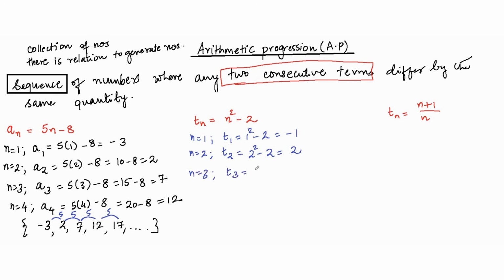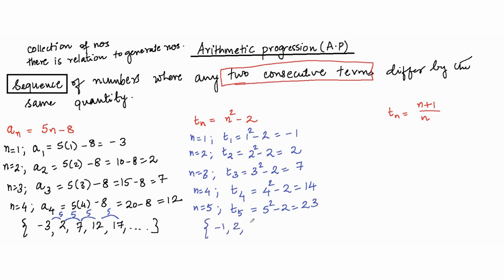T3 is going to be 3 square minus 2. That's 9 minus 2, which is 7. If I take n equal to 4, then T4 is going to be 4 square minus 2. 16 minus 2 is 14. If I take n equals 5, T5 is going to be 5 square minus 2. That is 23, right? So the terms of the sequence are minus 1, 2, 7, 14 and 23, and so on.